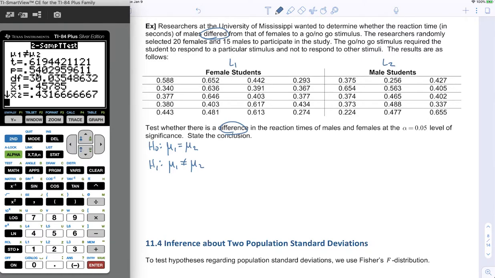Okay, so we got a p-value that was pretty high. It's about 0.540, so let's write that down. P is approximately equal to 0.540. That is definitely greater than alpha, which means that our results are not significant. We do not have strong evidence to support the alternative hypothesis, so we do not reject H0.